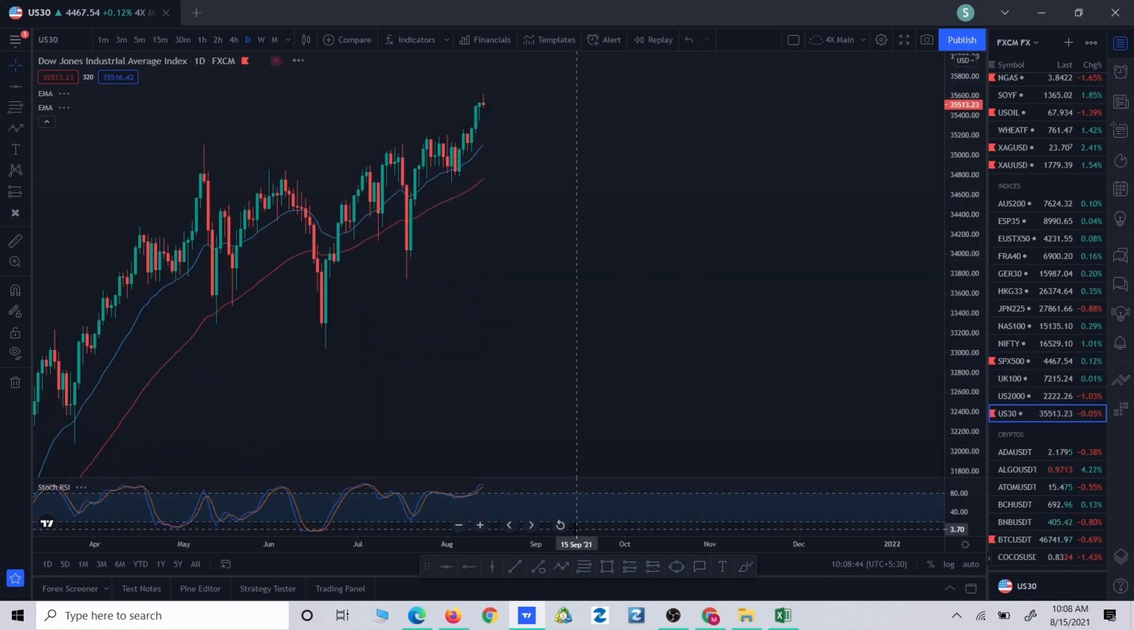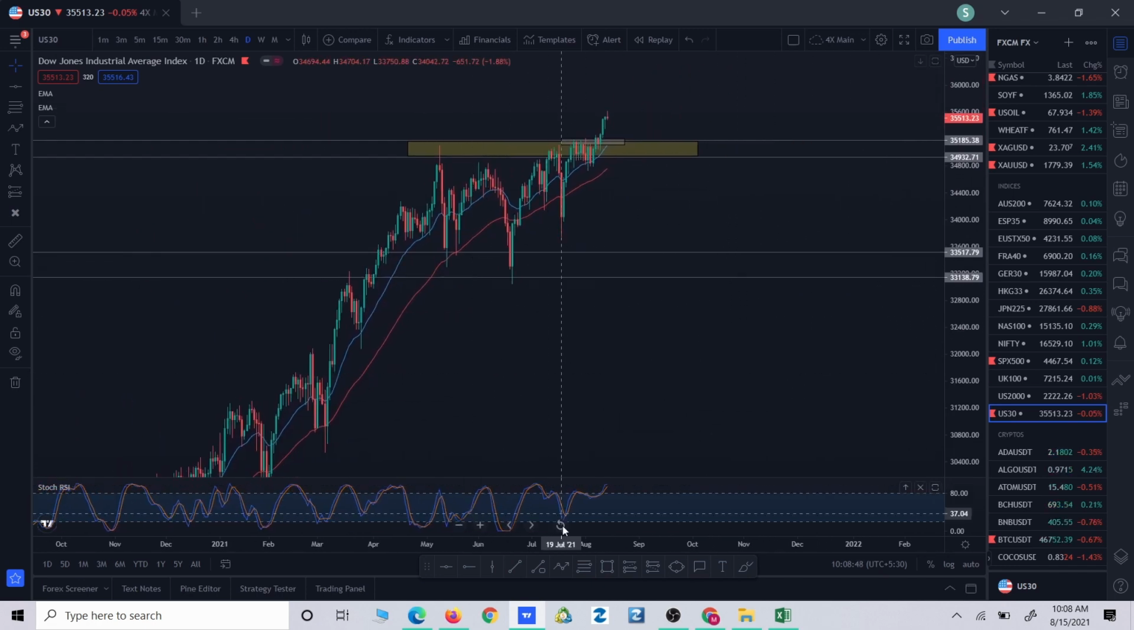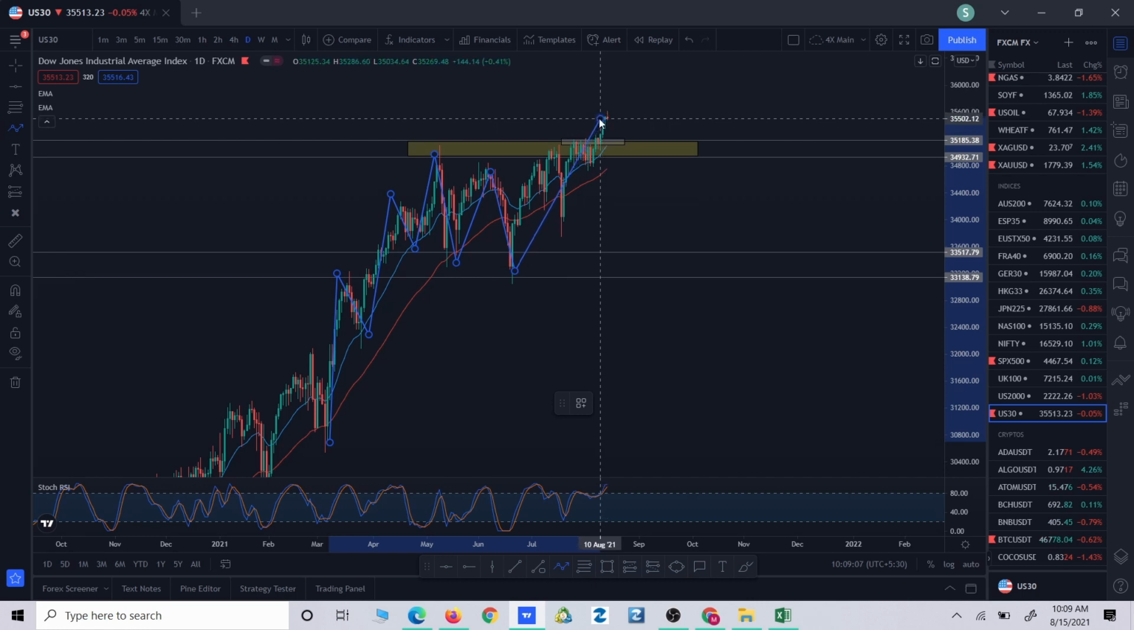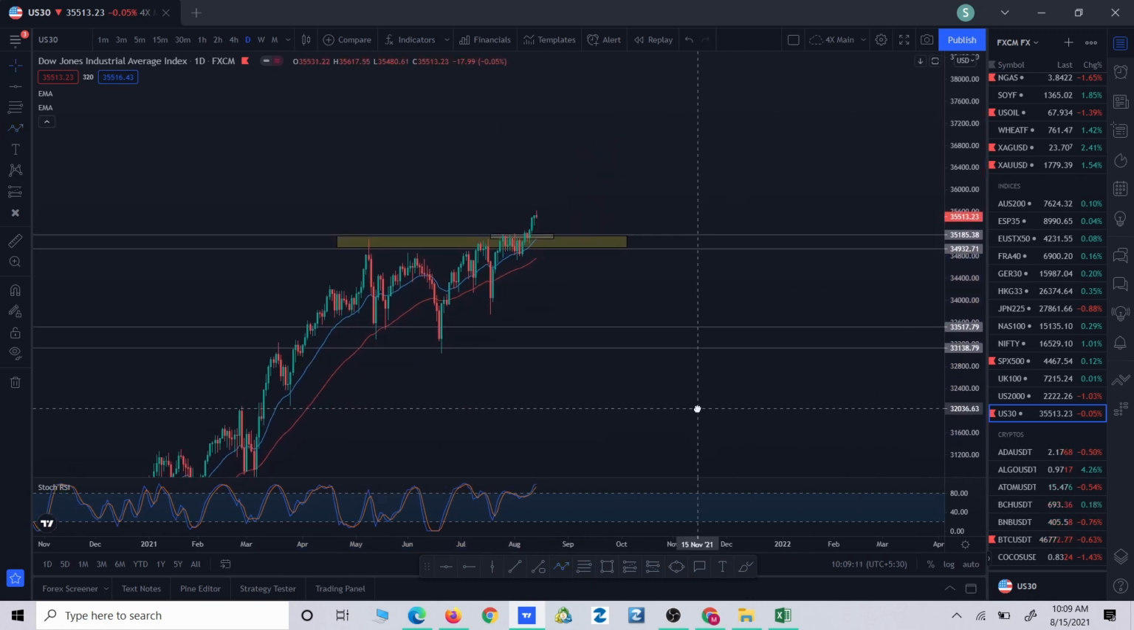Next, we are going to talk about US 30. US 30 is also in an uptrend. Starting from here, we have the high, low, higher high, higher low, and then a lower low and lower high and same low. Now the price broke and closed above this high, and right now it's here. So price is in an uptrend and making higher highs and higher lows.